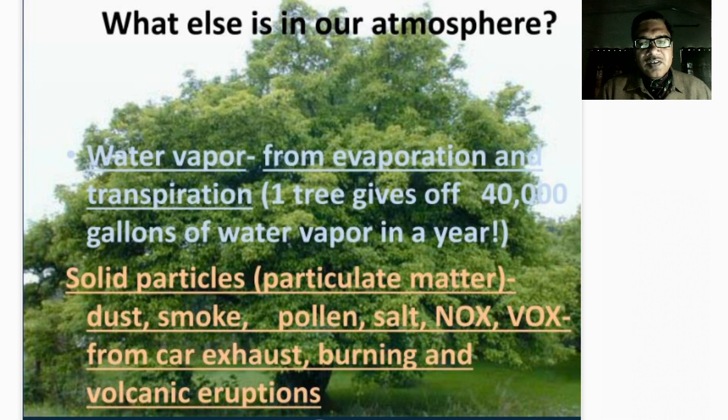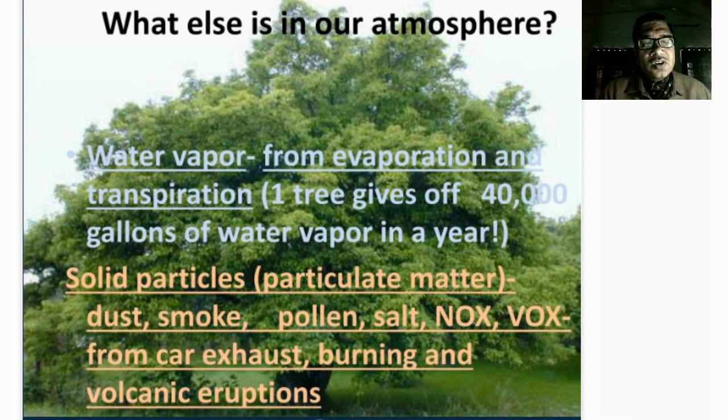We also get water vapor not only from the various water bodies which we have on the Earth's surface, but we also have water vapor from the trees, because the trees transpire. You know that the leaves of the tree and other parts release moisture in the atmosphere. You'll be surprised to know that one tree gives off almost 40,000 gallons of water vapor in the air. So it's very important.